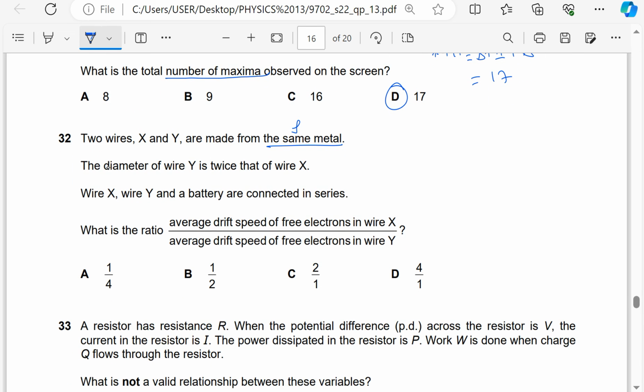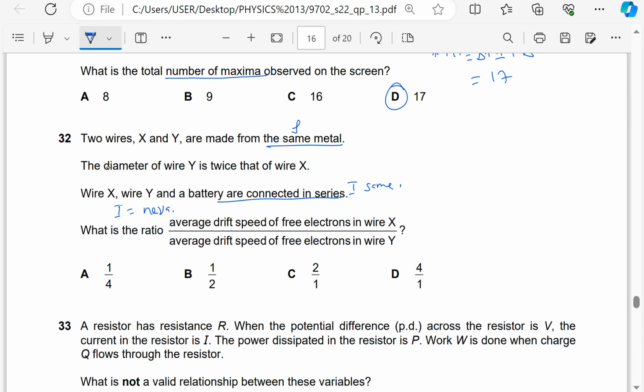What is the ratio of the average drift speed of free electrons in wire X to the average drift speed of free electrons in wire Y? Wire X, wire Y, and the battery are connected in series, which means the current is the same.